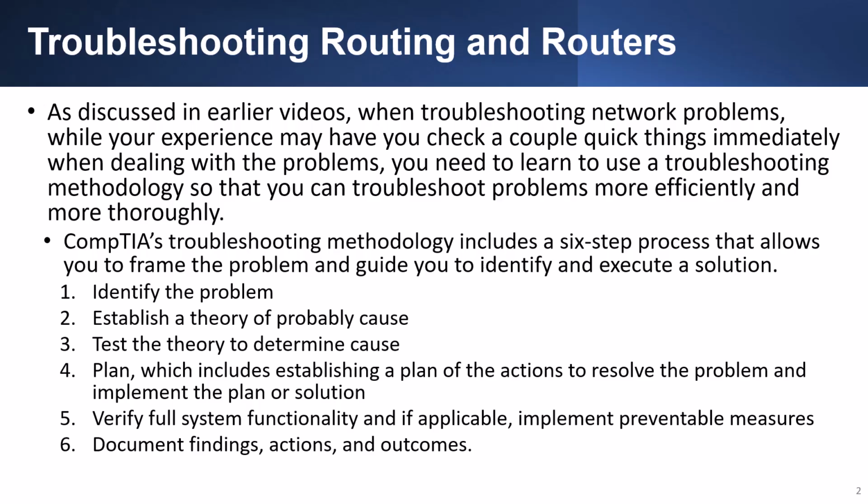CompTIA's troubleshooting methodology includes a 6-step process that allows you to frame the problem and guide you to identify and execute a solution. The steps include: identify the problem, establish a theory of probable cause, test the theory to determine cause, establish a plan of action to resolve the problem and implement the solution, verify full system functionality and, if applicable, implement preventive measures, and document findings, actions, and outcomes.